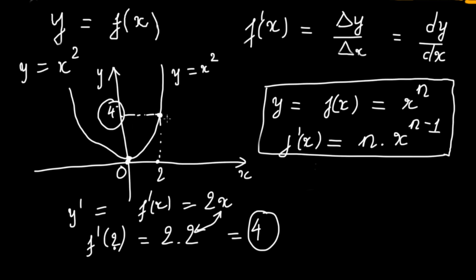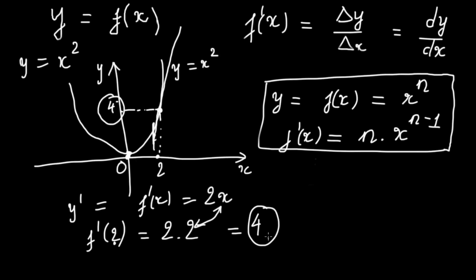What do I mean by that? It is if we draw a line that just touches the graph at this point, for example, if I draw like this, right? So the slope of this line is 4. And that's how you understand the slope of the tangent line at this point.